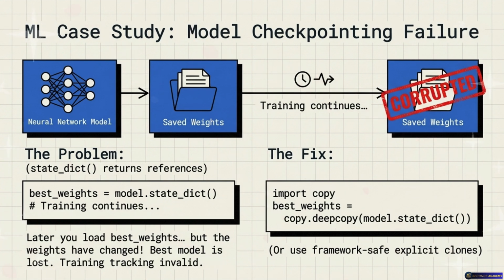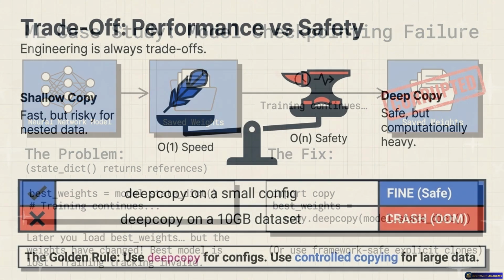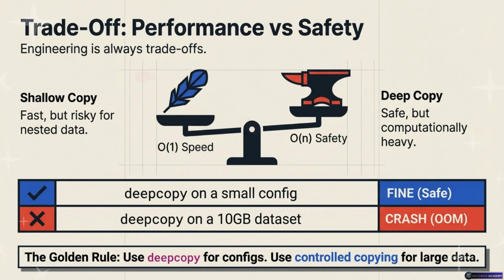It happens every day. But this raises a broader question. If deepcopy protects our configs, and it protects our checkpoints when we have the RAM, why isn't it just our default behavior for everything in Python? Because system design is entirely about balancing trade-offs. The trade-off here is absolute memory safety versus computational complexity. We have to consider how these operations scale.